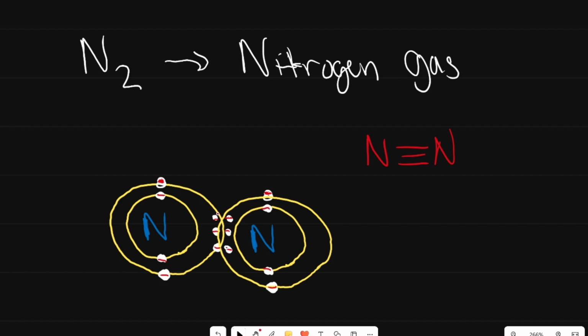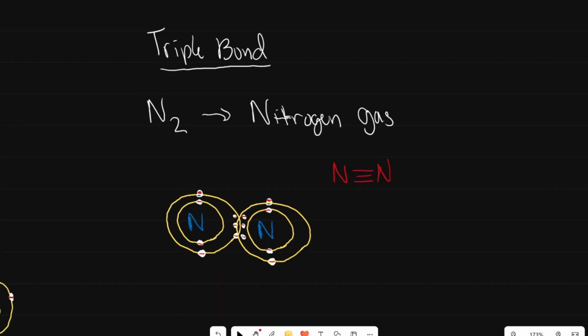When you look at these electron clouds or the outermost valence shell of nitrogen, you're seeing that in the middle where they're sharing these electrons, you have six. There's one, two, three, four, five, six. It's the same thing as over here. They're having a triple bond, so two electrons per bond. You've got six electrons in there.